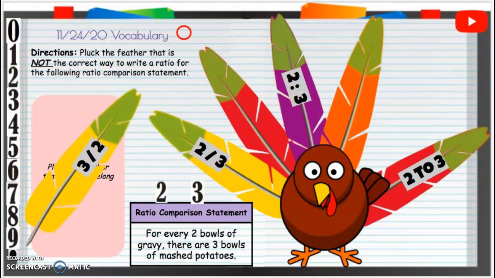So 3 to 2 is not 2 to 3. That is out of order. So you'll drag that feather over here, and that's it for your vocabulary.